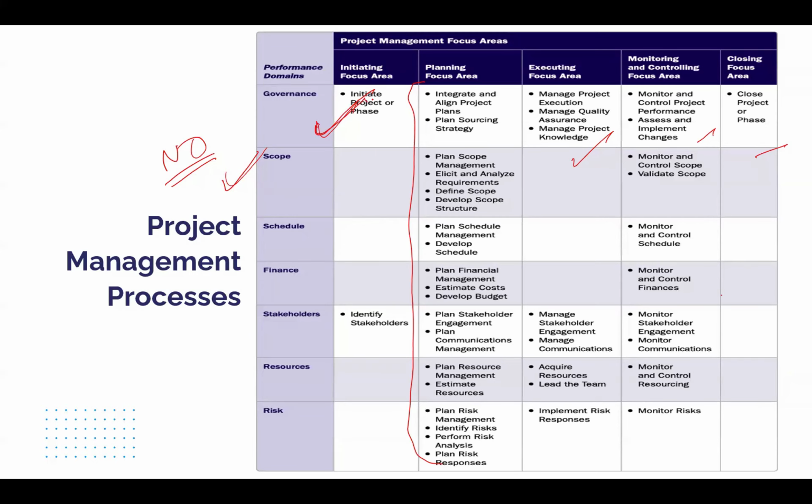Before I move on, anybody got a question on this table? If you have, feel free to ask. Good. I just wanted to give you the structure.